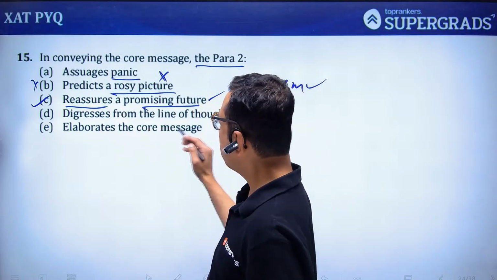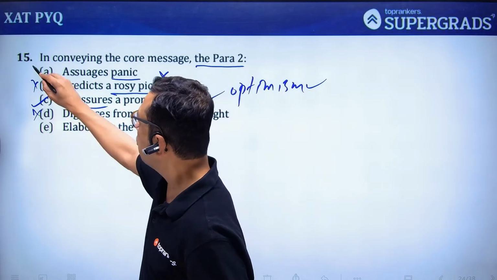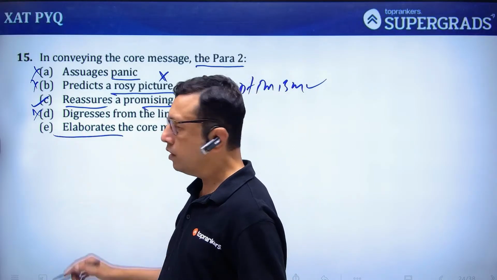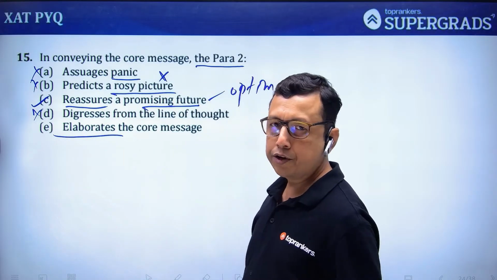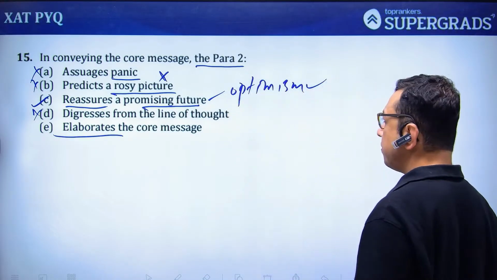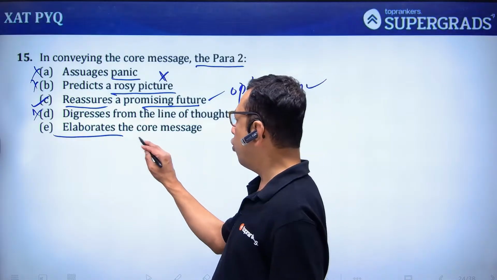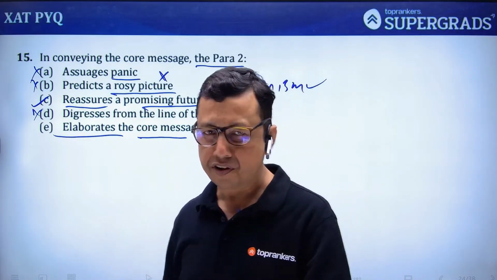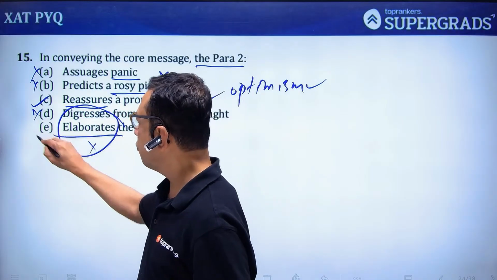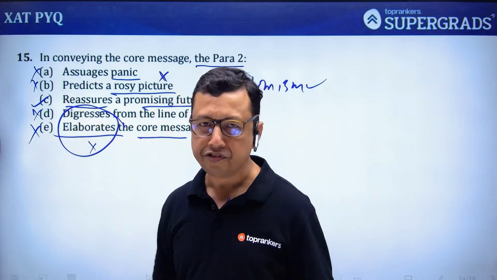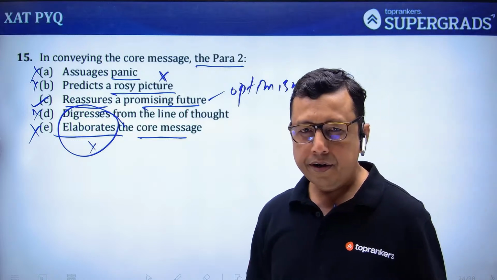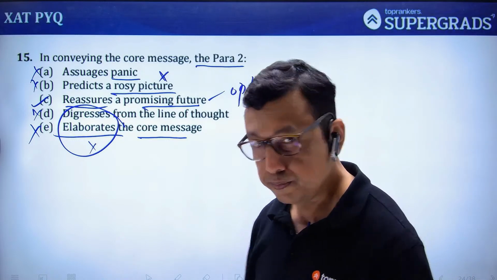Digresses from the line of thought. There is nothing of that sort. So this is also gone. Right. Elaborates the core message. No, it doesn't elaborate. In fact, it talks about something different. There is nothing like a core message. In fact, there are three parts of the message. So elaboration is not there. And therefore, this is also gone. So the correct answer is C. Understood? Right? You're all with me? Wonderful.